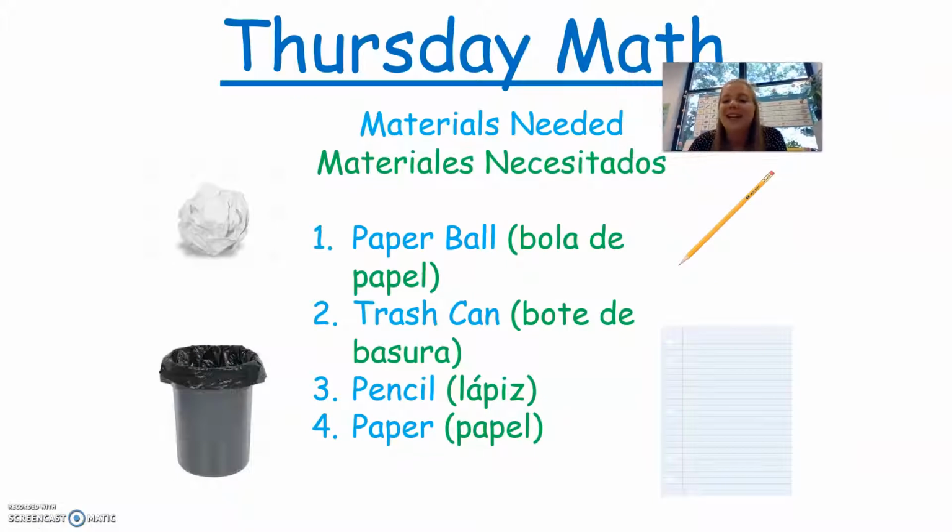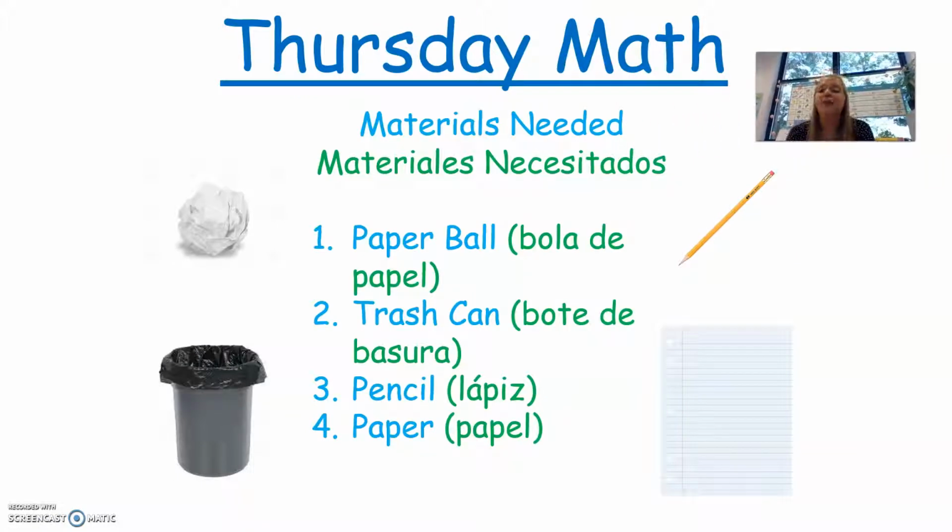Alright, so today for math, we're going to be doing something kind of fun. We're going to be playing a game. But before we get started with our game, we need to get a few things, okay? You need to get a paper ball. So I have my paper ball right here. I just crumpled up a piece of paper. You need to find a trash can. So I have a trash can on the floor. You need a pencil or a pen. And you need a piece of paper to write on, okay?